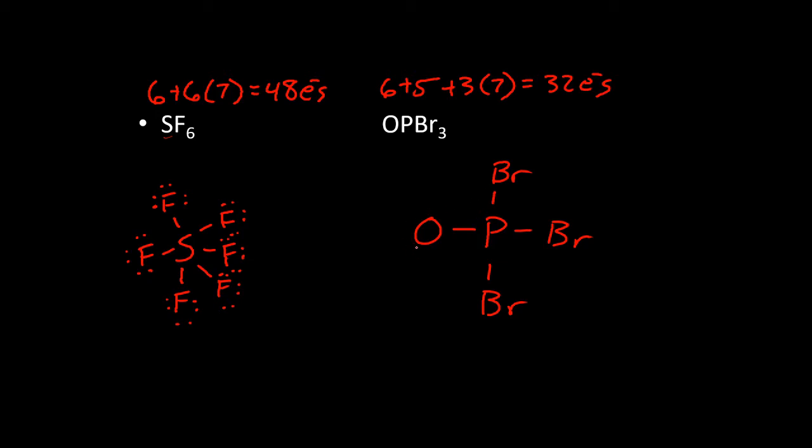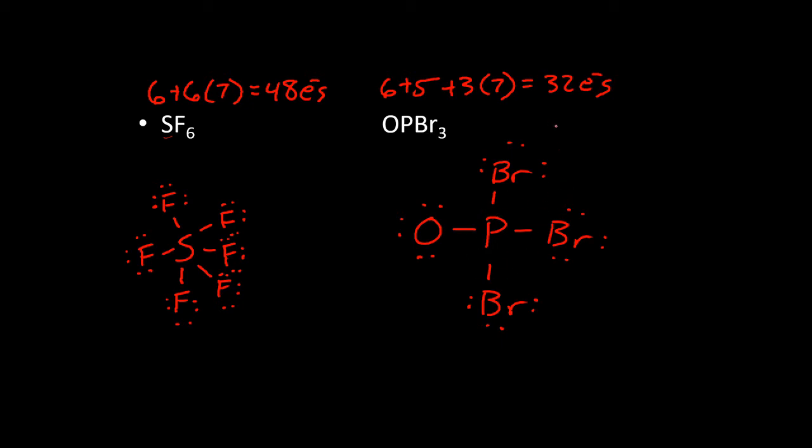I'm going to start putting them on the oxygen because that's the most electronegative of the elements. And so I'm going to have 8, 10, 12, 14, 16, 18, 20, 22, 24, 26, 28, 30, 32. Alright, so I've put in all of the electrons, and at this point everything has an octet. And so this is an acceptable structure, but if you remember, I said that the best structure would have phosphorus breaking the octet rule.